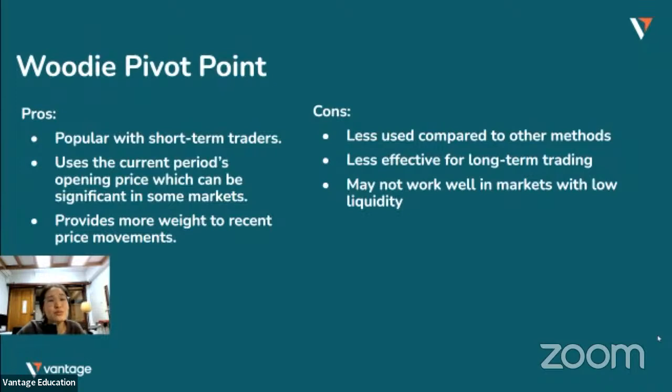So next we have the Woody pivot point. This is more popular for short-term traders, like day traders. It uses the current period's opening price, and it also gives more weight to recent price movements instead of long-term price movements. So what are the cons? It's less used compared to the other methods, less effective for long-term trading, as we mentioned earlier, and it may not work well in markets with low liquidity as well.